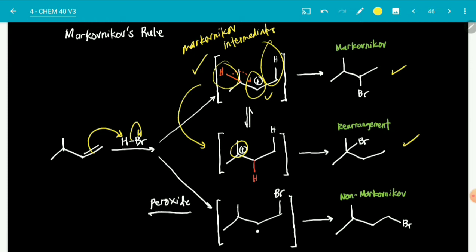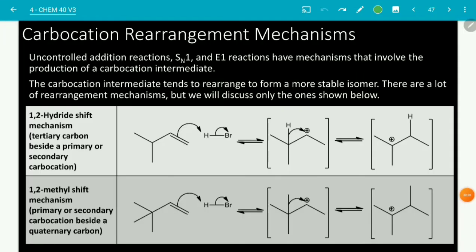However, kapag ka meron tayong peroxide, like hydrogen peroxide, okay, and other peroxides, yung bromine radical muna yung na-add. Okay? Ang nangyayari dyan, okay, nagkakaroon naman tayo ng more stable na carbon radical. Therefore, ang mangyayari kapag ka nag-add naman yung hydrogen radical dyan through free radical mechanism, kakaroon tayo ng apparent na non-Markovnikov or anti-Markovnikov na product. Okay? So, let's take a closer look at the carbocation rearrangement mechanisms.